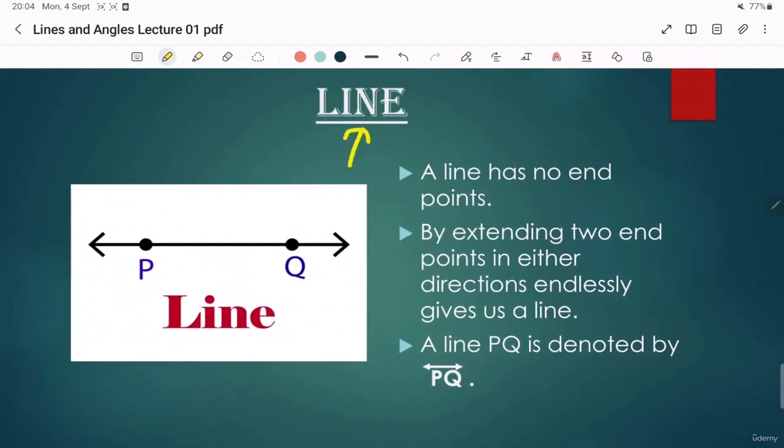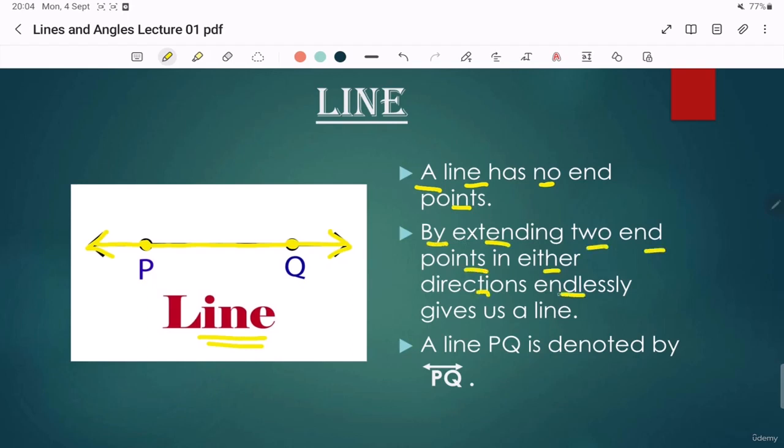Now we will study about a line. Let's suppose we have a line segment PQ. Now we are extending its endpoints in both directions. We will get a line. So this is a line. A line has no endpoints, whereas a line segment has two endpoints. Extending the two endpoints in either direction endlessly gives us a line.